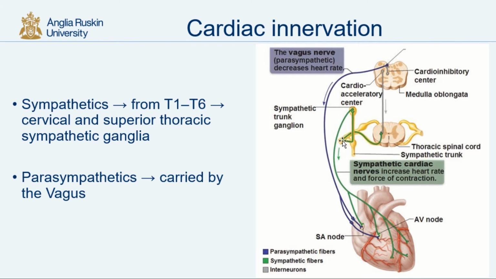Now, these preganglionic neurons from the anterior rami are then going to enter into the sympathetic trunk through the rami communicantes. Inside the sympathetic trunk, these preganglionic neurons are going to synapse with the cell bodies of the postganglionic neurons in the cervical and superior thoracic sympathetic ganglia. The postganglionic sympathetic neurons then travel through the anterior rami to innervate the cardiac tissue.